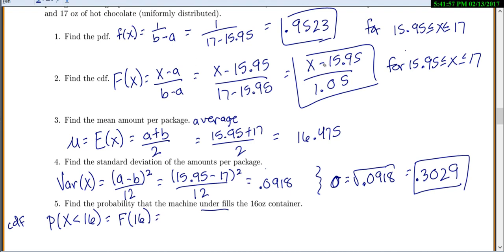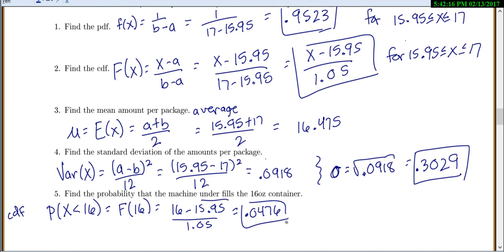Let's see, so here's our CDF, the x minus 15.95. So we'll do 16 minus 15.95 over 1.05, which is 0.0476. So again, when finding probabilities, usually we'll just use a CDF because then we don't have to integrate again. But you just plug 16 in.